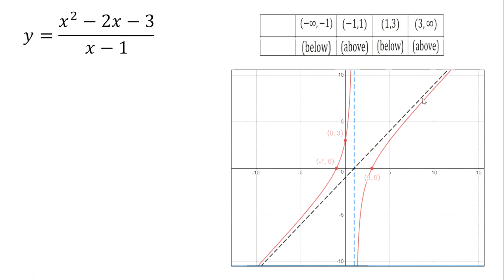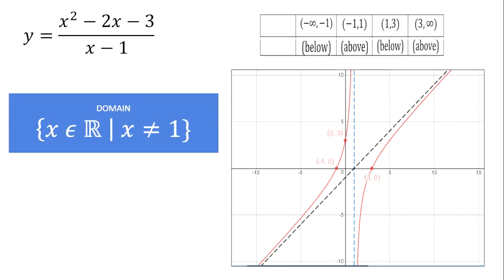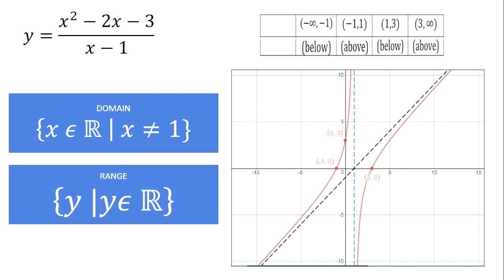As you can see here, if we look from left to right, the only value of x that is not included in our graph is our vertical asymptote, which is 1. And then for our range, if we look from bottom to top, it approaches from negative infinity to positive infinity. There's no exempted value here. So therefore, our range is all real numbers, y such that y is an element of all real numbers.